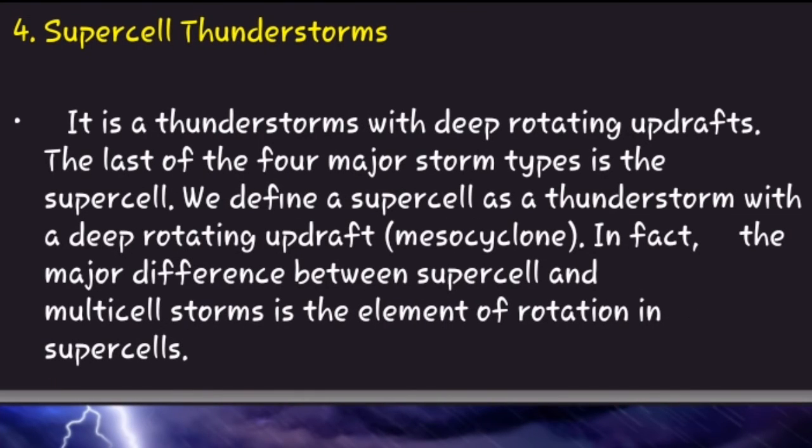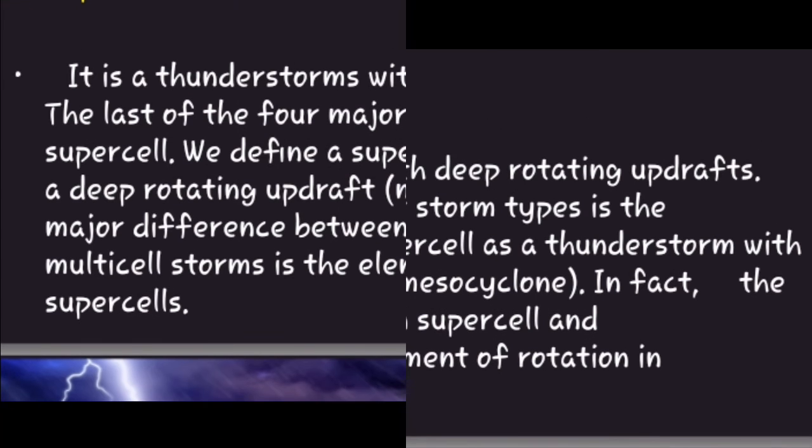It is a thunderstorm with deep rotating updrafts. The last of the four major storm types is the supercell. We define a supercell as a thunderstorm with a deep rotating updraft. In fact, the major difference between supercell and multi-cell storms is the element of rotation in supercells.